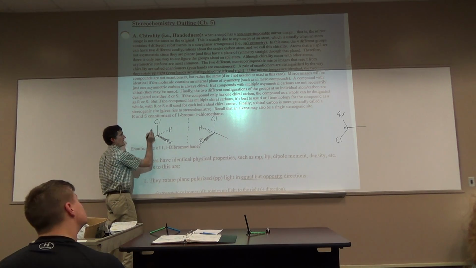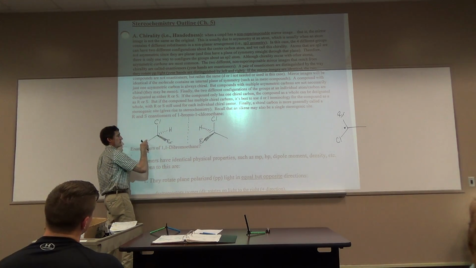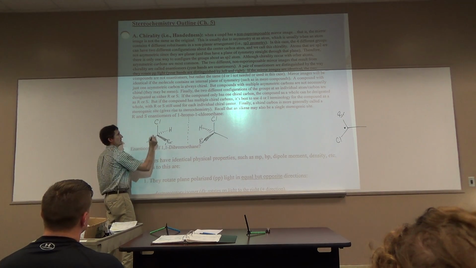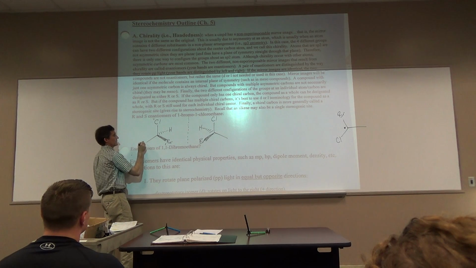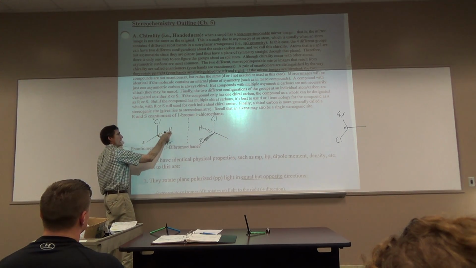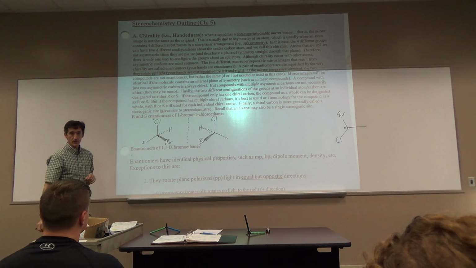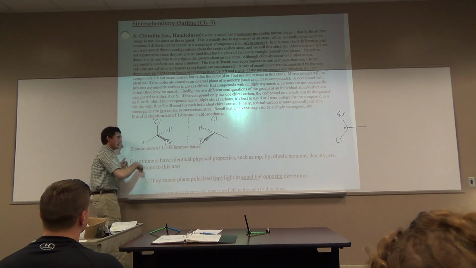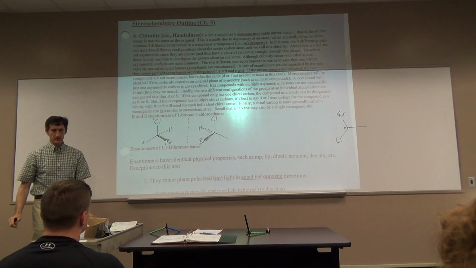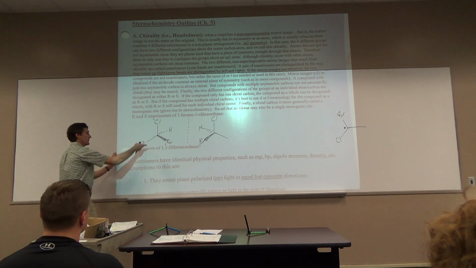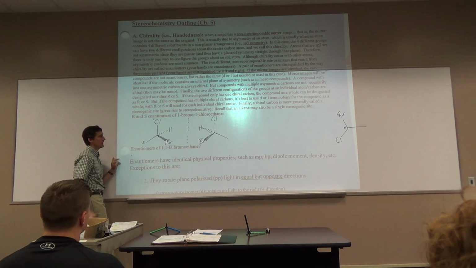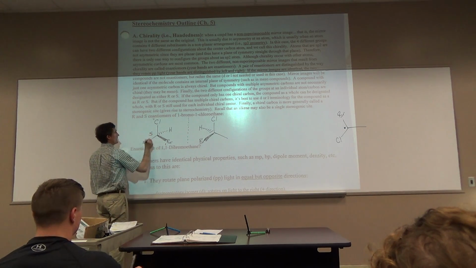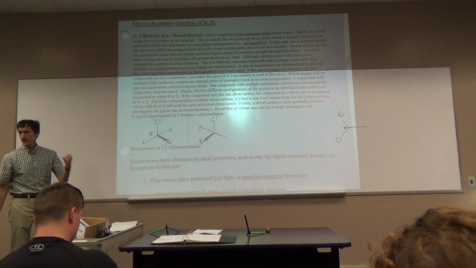On the carbon, what's the highest atomic number? Bromine, chlorine, or carbon? Bromine. Bromine is 1. What's next? Chlorine. What's next? Carbon. H would be 4th. With the low priority group in the back, you look at 1, 2, 3. Is it going clockwise or counterclockwise? Counterclockwise. The answer is S. That carbon has an S configuration.